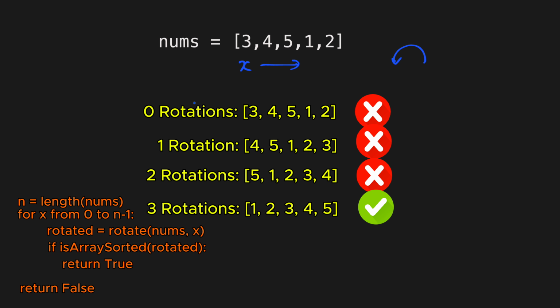So if we find one rotation towards left where the array is actually sorted, then we will return true. But if after performing n-1 rotations, we couldn't find any sorted array, then we will return false.